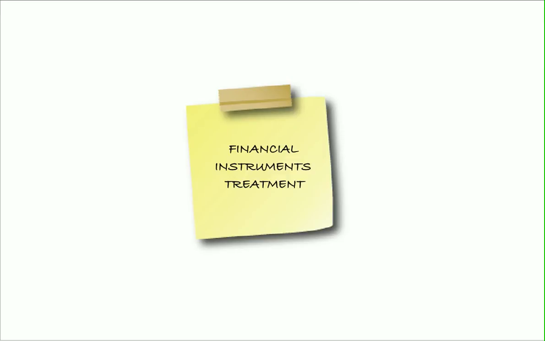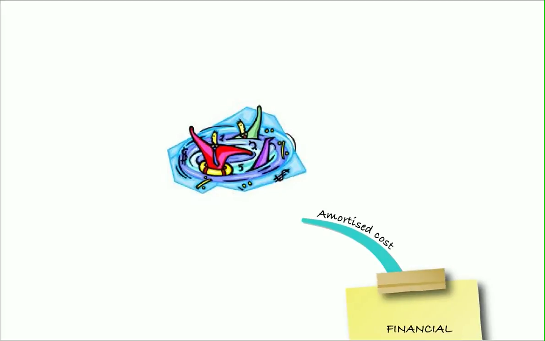Hello, welcome to a recap of our lecture on financial instruments and how we treat them. Remember, we already know how to classify them. We did that in the last lecture. We're now looking at the treatment. So, classification at amortized cost, how do we treat that?